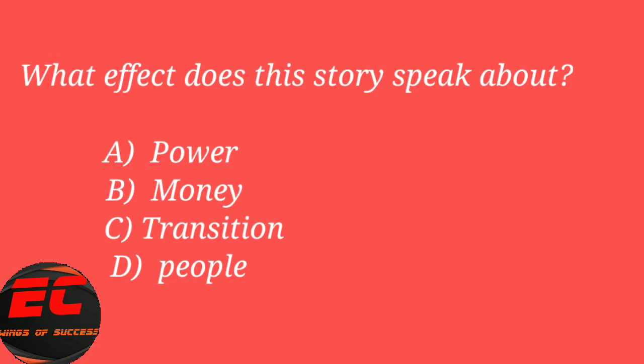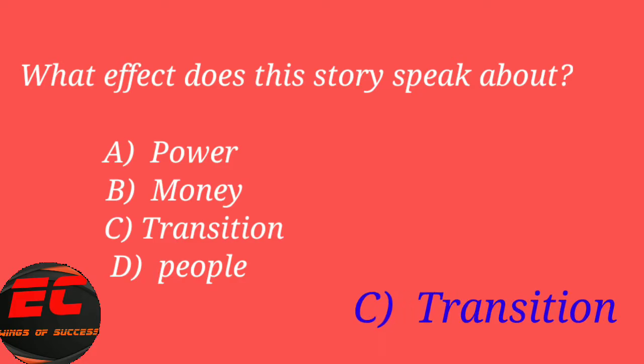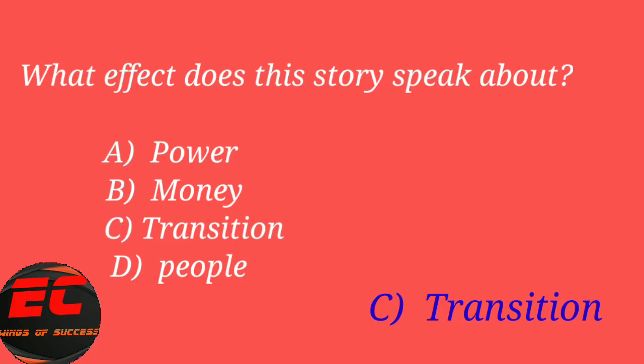Next, what effect does this story speak about? Four options. A, power. B, money. C, transition. D, people. So the correct answer is option C, transition.